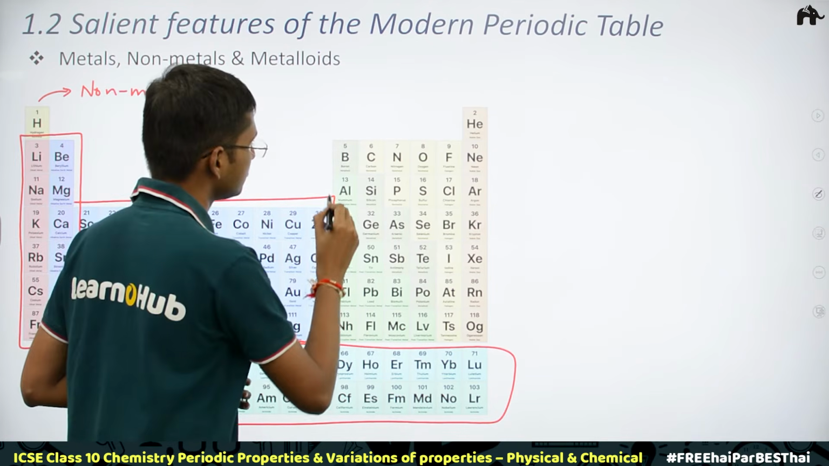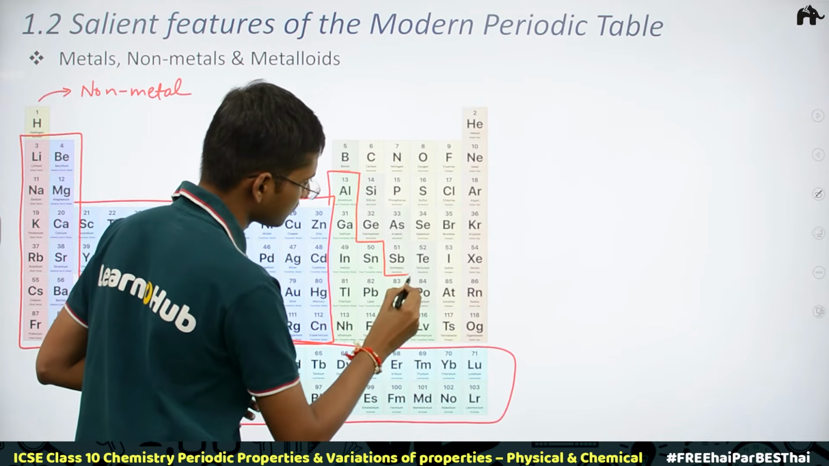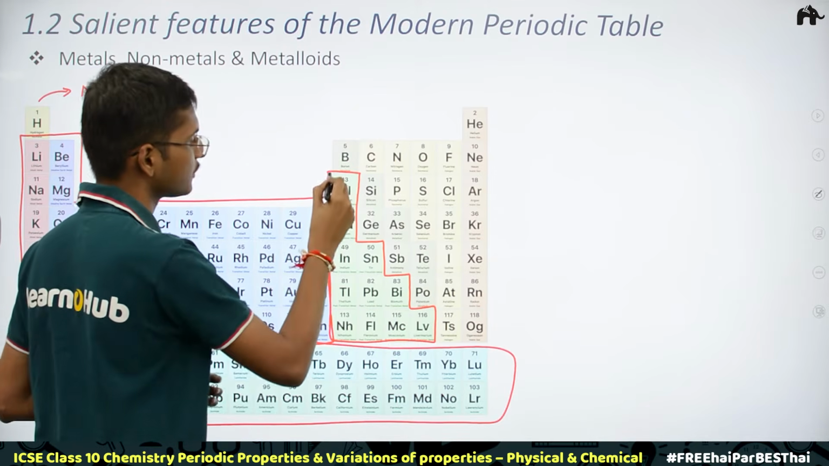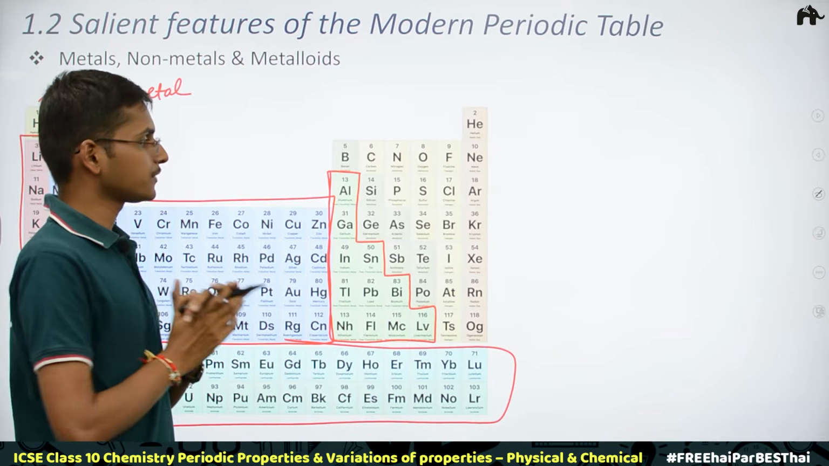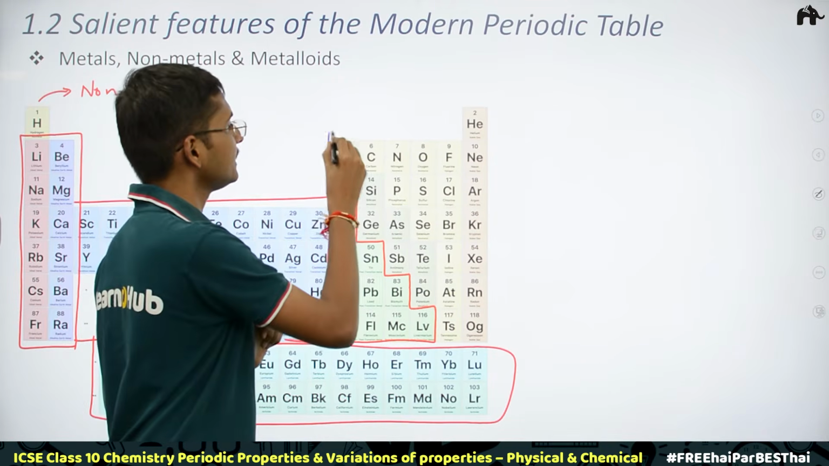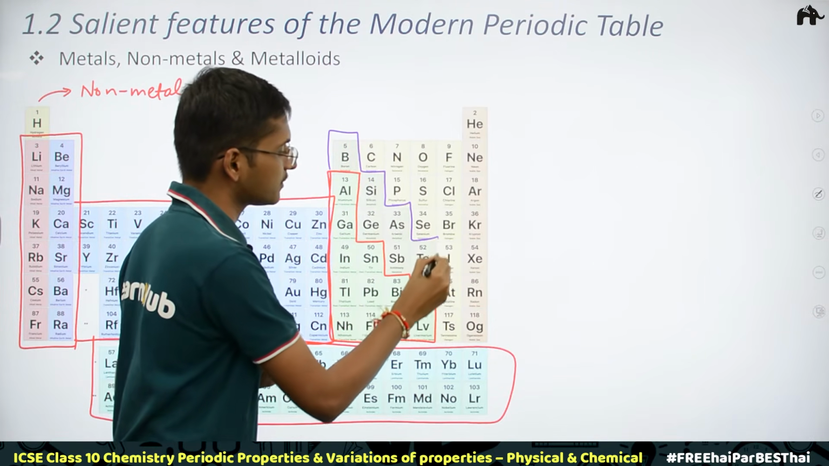So here you see, all the elements which I have enclosed in this step-like box are metals. Now, why metalloids first? Because they are separating metals from non-metals in the periodic table.